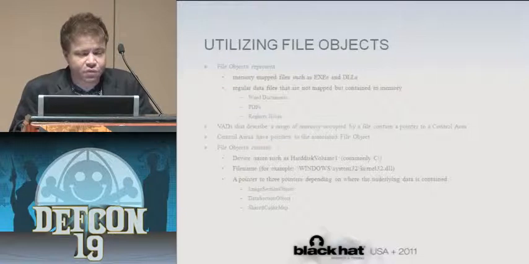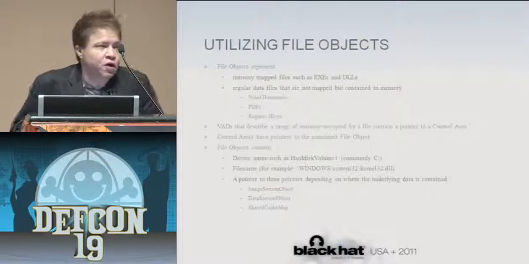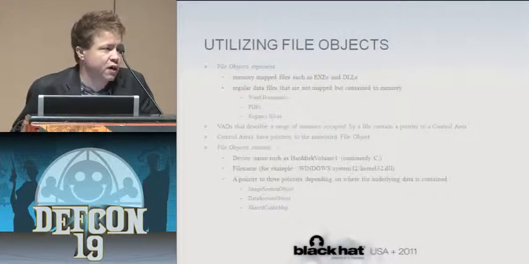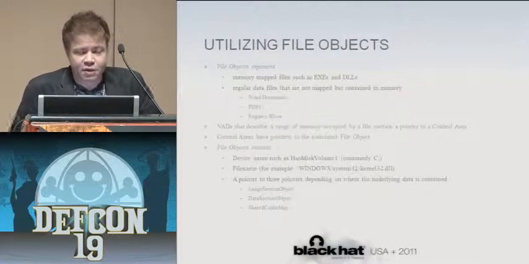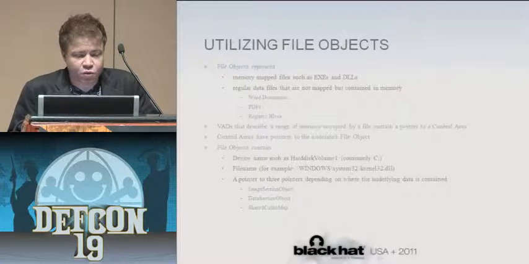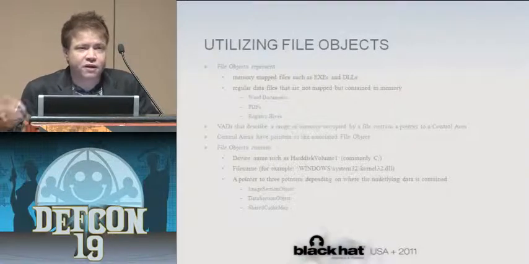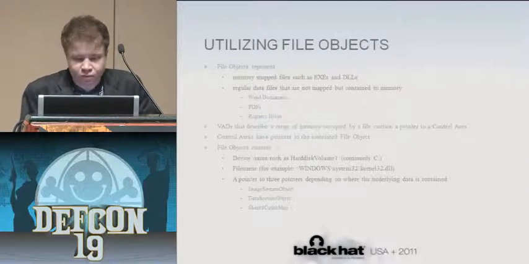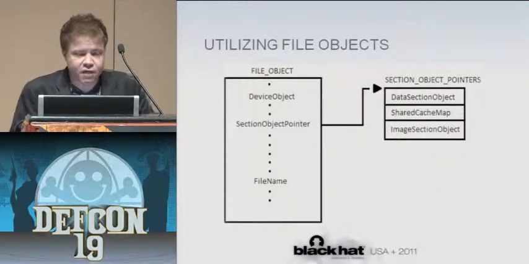Now, file objects contain some useful data, including the device name. That would be things like HarddiskVolume1, as you see in this example. You could then translate that for the OS in question, or for your host. That's probably C: or whatnot. It'll also contain the file name itself. And then the thing that we're going to talk about today is this table of 3 pointers, depending on where the file data is actually backed up. The 3 things we're going to look at are image section objects, data section objects, and shared cache map. Here's a graphical representation of a file object.